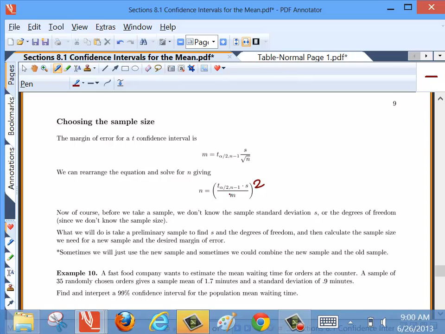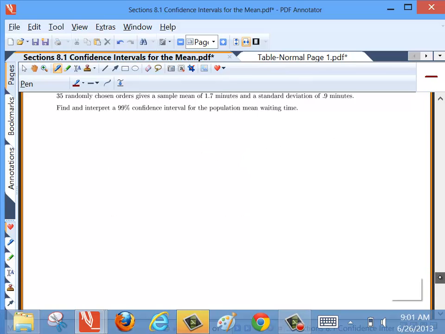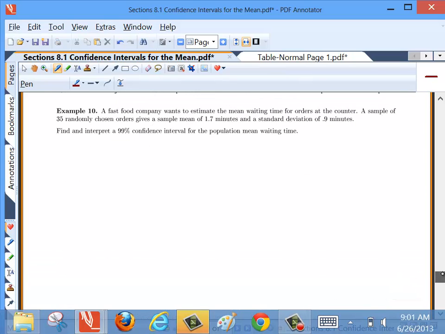So in our situation, we take a preliminary sample, a small sample, use it to find our critical point and s, and then figure out how big of a total sample we really need. A fast food company wants to estimate the mean waiting time for orders at the counter. A sample of 35 randomly chosen orders gives a sample mean of 1.7 minutes and a standard deviation of 0.9 minutes. We are going to get to the margin of error, but let's just do the first part. Find and interpret a 99% confidence interval for the population mean waiting time.